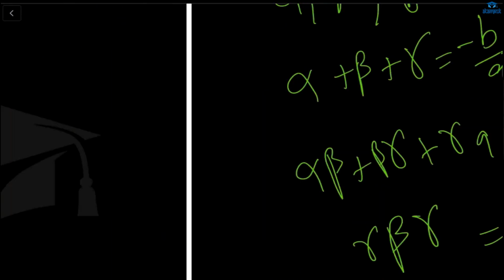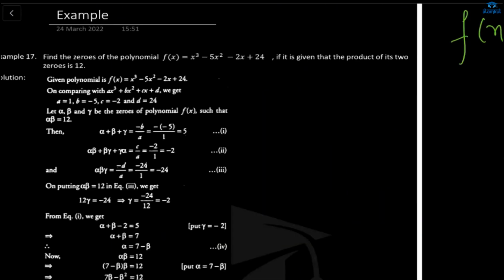Yeah, Shazan, what do you want to ask? Ma'am, I want to ask that if the equation is biquadratic. Biquadratic means x to the power 4. Yes, ma'am. So, 4 zeros will be there. And it will not be asked at this level in class 10th.